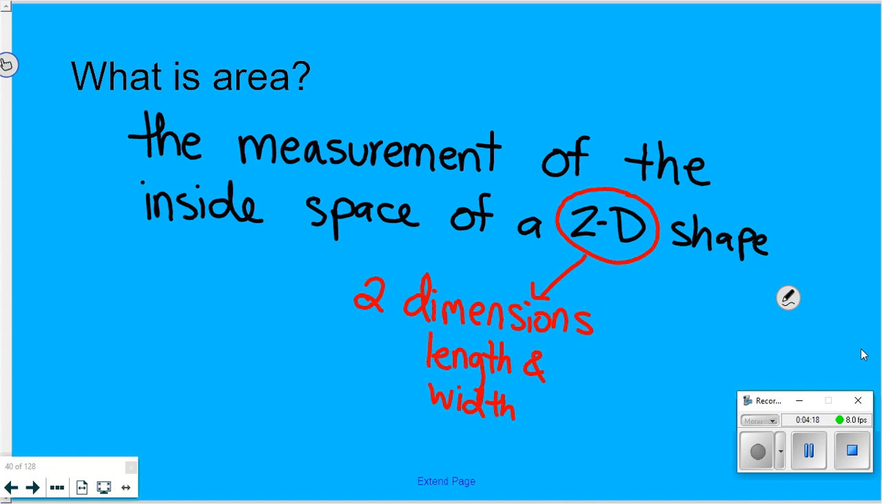Does that make sense? You can measure a cube like a square, but there's one more dimension. Because we can measure how long it is, we can measure how wide it is, and then on a cube, we can measure how tall or how high it is.